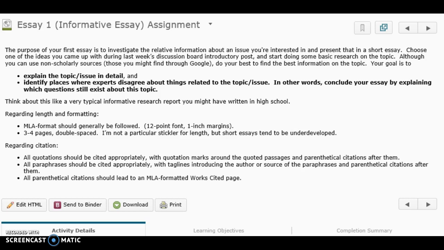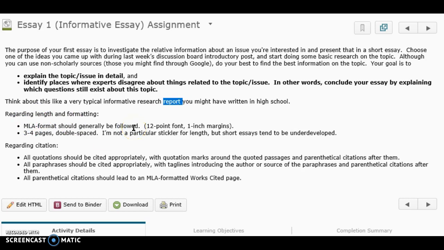In other words, I want you to conclude your essay. Towards the end of your essay, I want you to focus on the questions that still exist that are unanswered about this topic. So it's a very typical informative research report. I like to refer to this as a report rather than an essay. We can talk about why at some point, but this is really just giving information and not answering a question. MLA format should generally be followed.